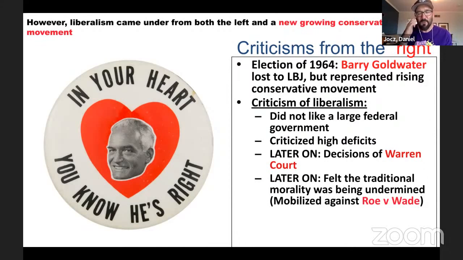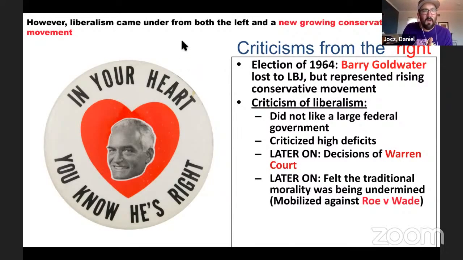And then, of course, a big one later on, especially in the 70s and 80s, is there's this feeling amongst some conservatives, especially more religious evangelical conservatives, that traditional morality was being undermined. They mobilized against Roe v. Wade, anti-abortion, mobilized against the growing gay pride movement that develops after Stonewall. And so you see all this kind of stuff taking place at this time.